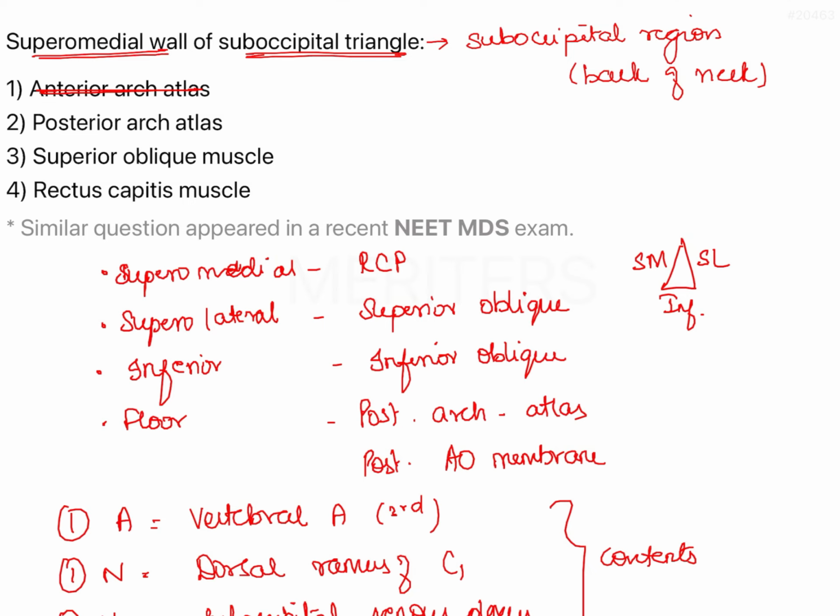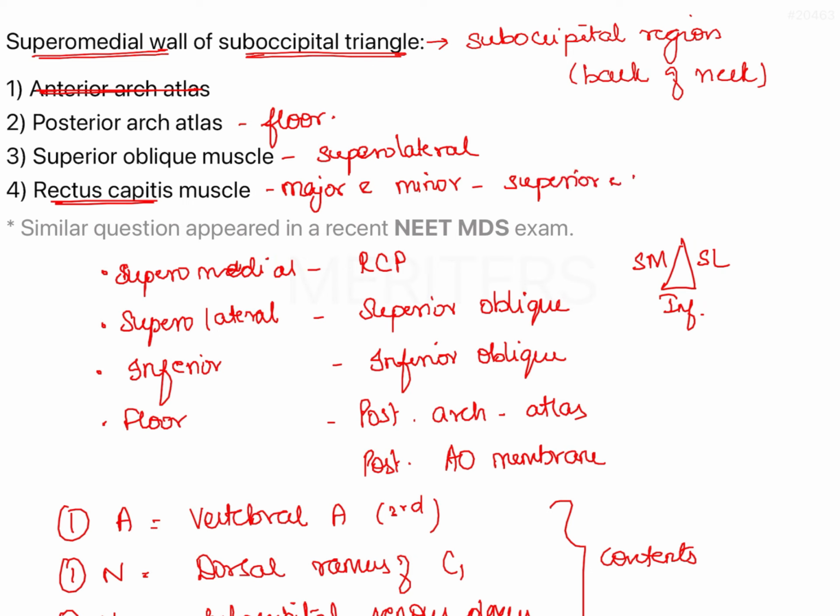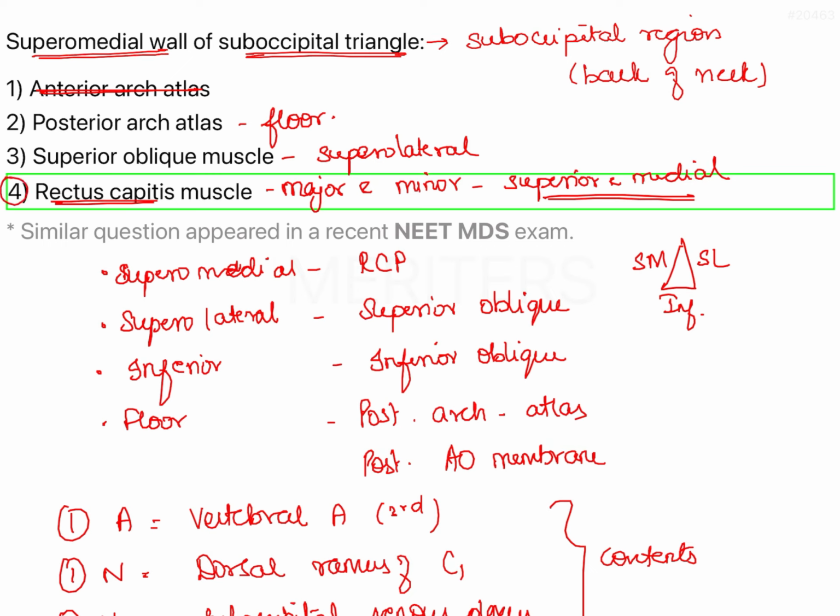Option 2 says posterior arch of atlas, so it is forming the floor of the suboccipital triangle, not the medial wall. And superior oblique muscle forms the superolateral wall and not the superomedial wall, whereas rectus capitis muscle, both major as well as rectus capitis posterior minor, forms the superior as well as the medial wall. Therefore, superomedial wall of suboccipital triangle is formed by rectus capitis muscle. Therefore, option 4 is the right answer here.